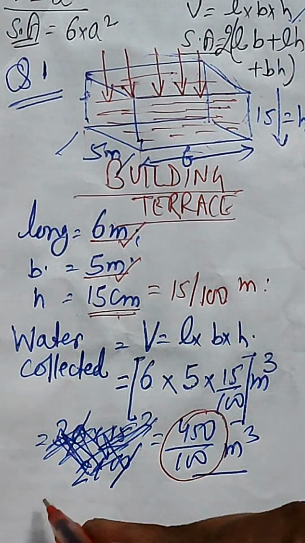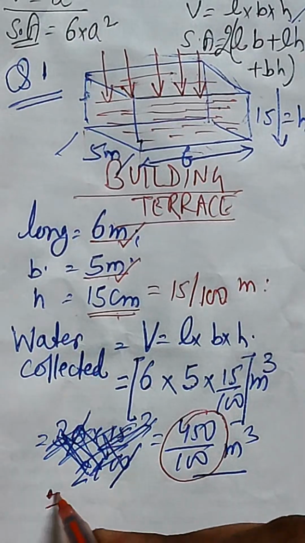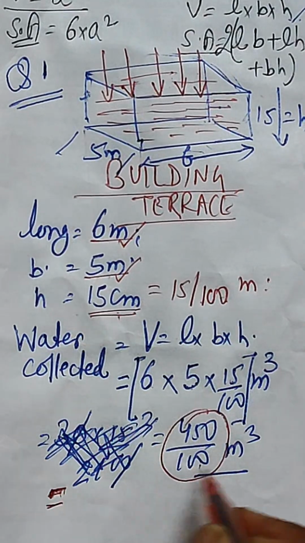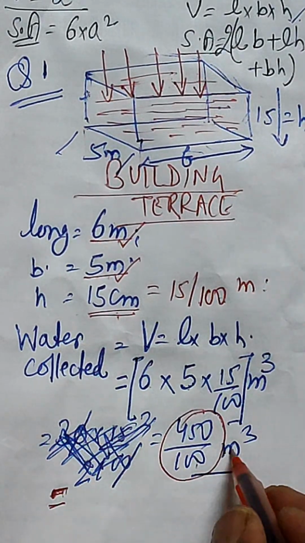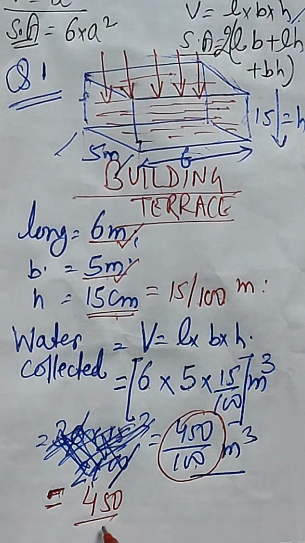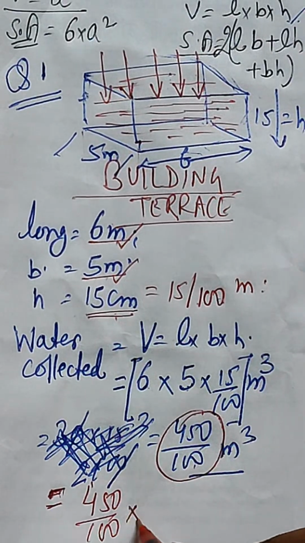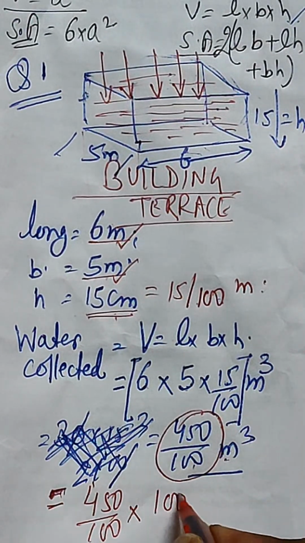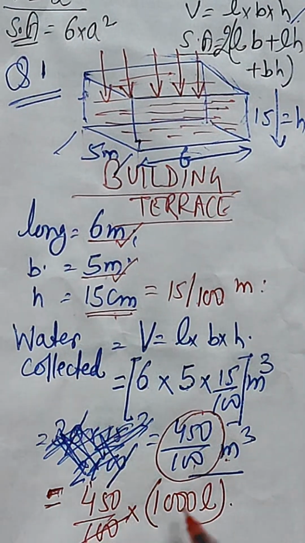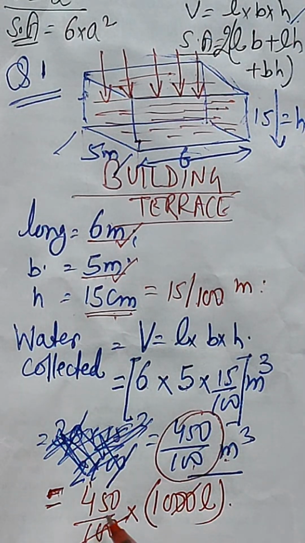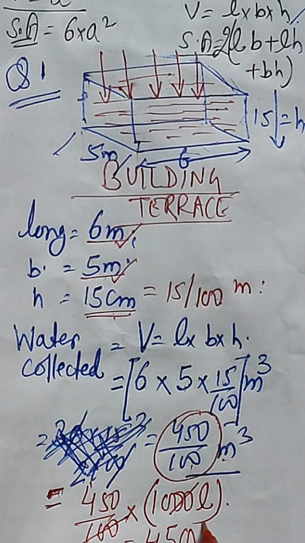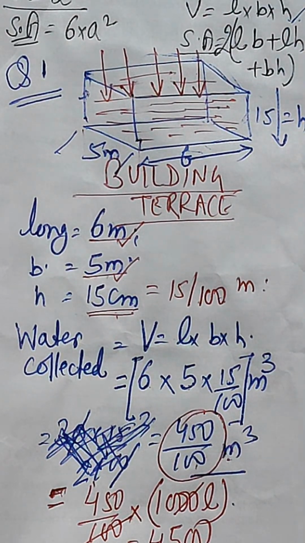That means what is the volume in liter, right? Since 1 meter cube is 1000 liter, right? In 1 meter cube, 1000 liter. So that means 450 by 100 meter cube, and in 1 meter cube 1000 liter of water is there, right? So we can say 100 and 100 will be cancelled out, and 4500 liter of water is accumulated over here.